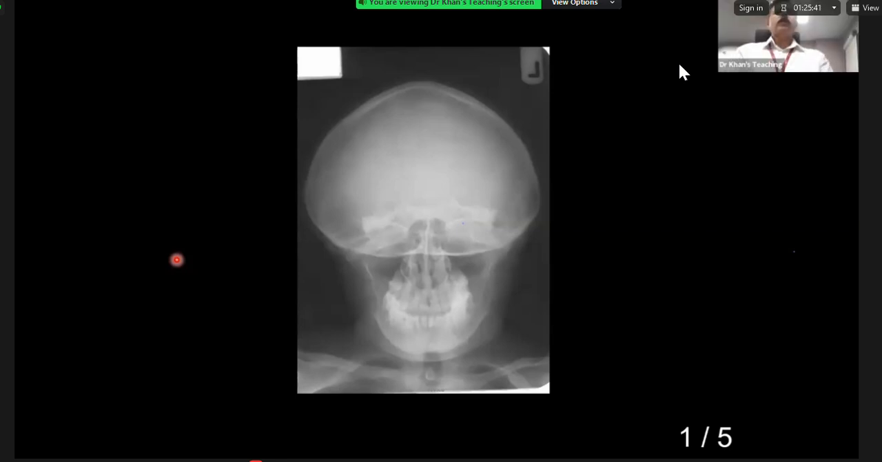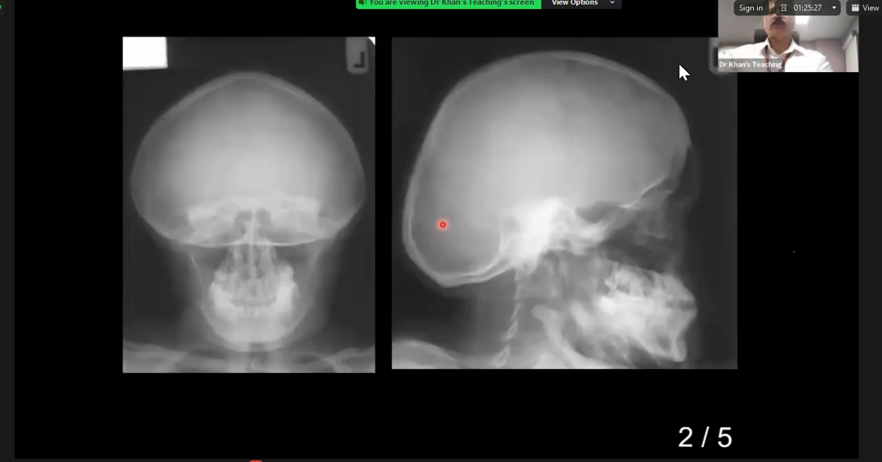Yeah, don't worry about the mandible. So if you see here, this is a portion of the temporal bone, how it is bulging, and something is projecting here. I will show you the lateral. And now concentrate on this area, and can you reach a diagnosis?